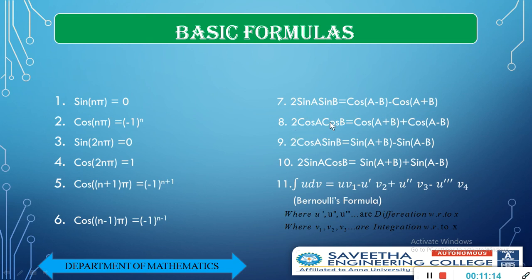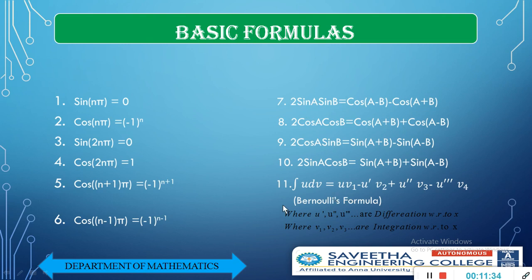Next, 2 cos A cos B equals cos of (A plus B) plus cos of (A minus B). Then 2 times cos A sin B is sin (A plus B) minus sin (A minus B). So these are very important formulas based on the Fourier series trigonometry formulas.